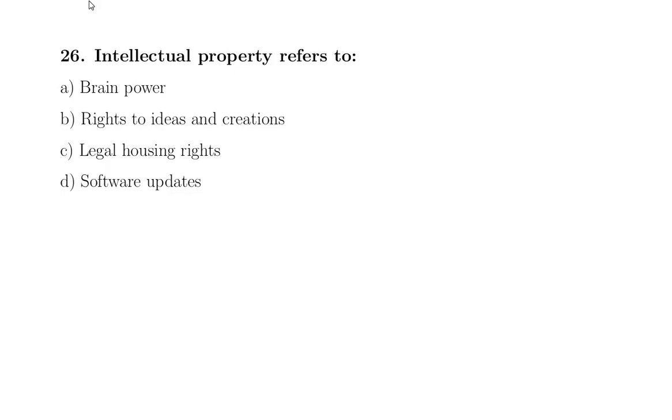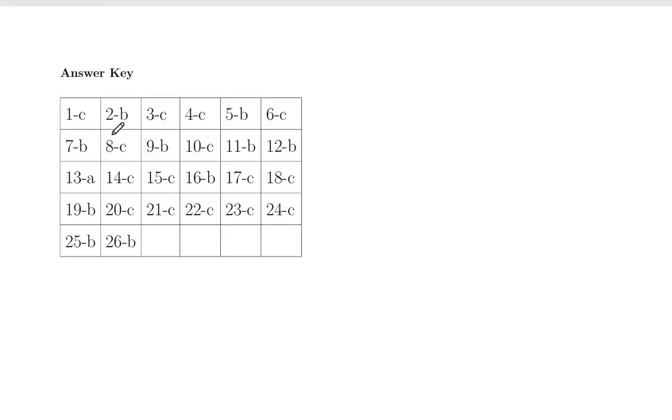Question number 26: Intellectual property refers to brain power, rights to ideas and creations, legal housing rights, software updates. The correct option is rights to ideas and creations. That is option B. So these are the answer keys. You can refer to the answer key to check the answers of the above questions that I have provided.